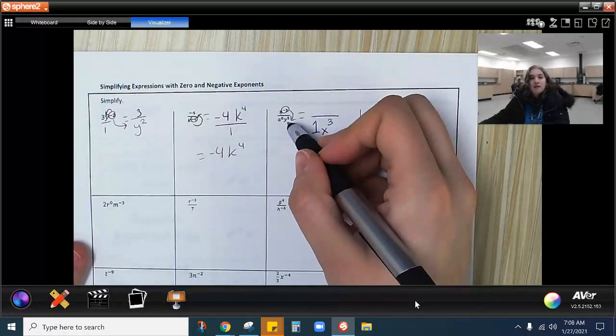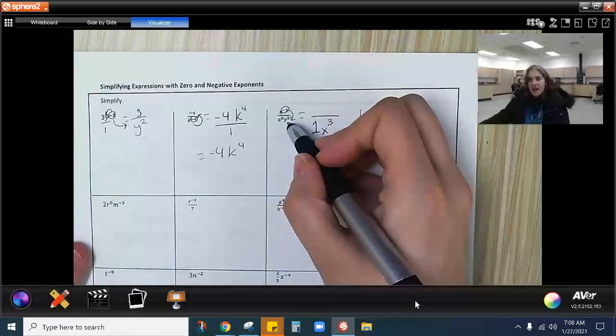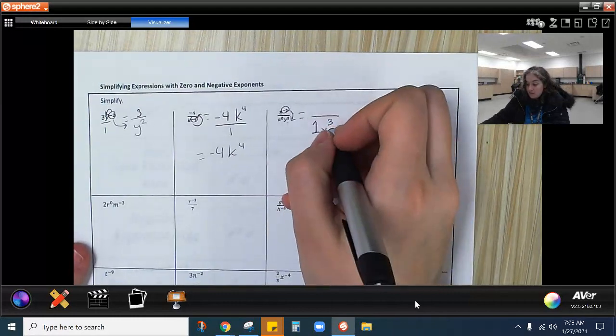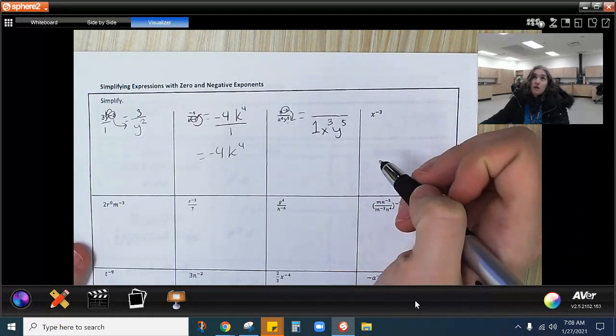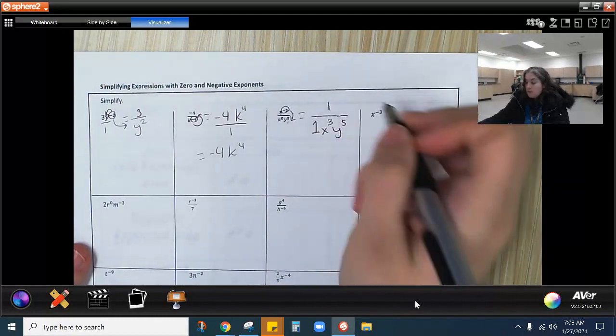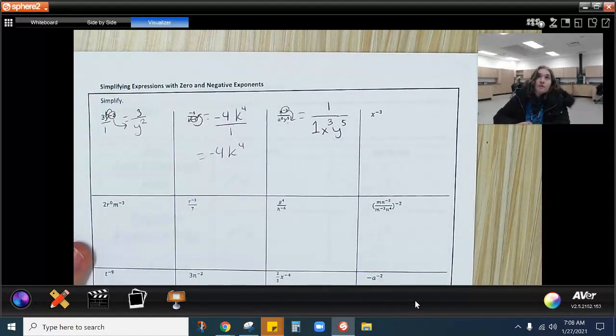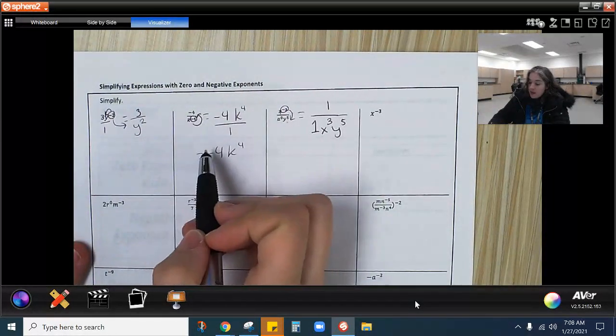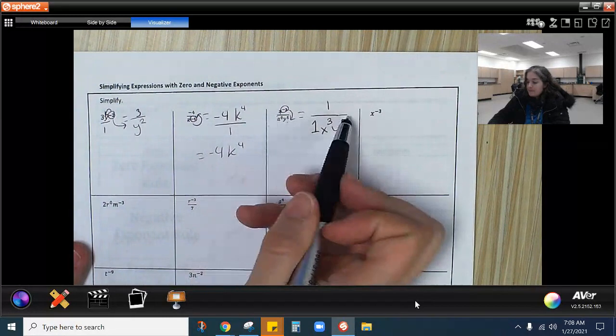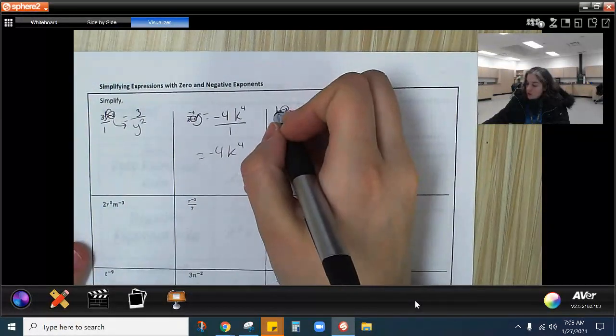And then we have a y to the 5th power. It's a +5 though. What do we do with that? We just leave it. He just hangs out. He's happy where he is. But what goes in my numerator now? 1. There's always a 1 there. You just don't always see him. Because how many x's do we have? 1. So he was still there all along.